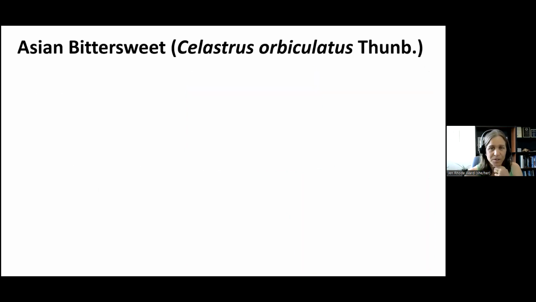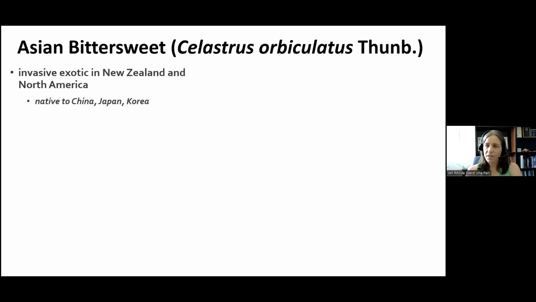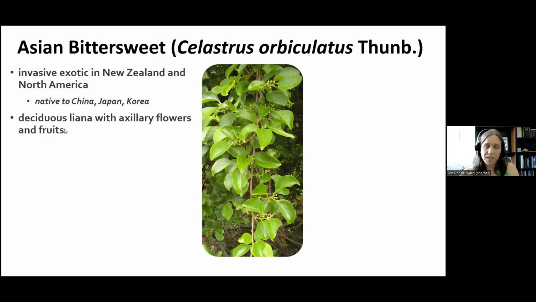So let's talk about Asian bittersweet, Celastrus orbiculatus. This is an invasive exotic plant that is not native in its New Zealand and North American range. It is native to China, Japan, and Korea. It is also a deciduous liana. It's different from American bittersweet in that the flowers are axillary, so they're in the branching points instead of at the ends of the branches. So the flowers and fruits are found in there.